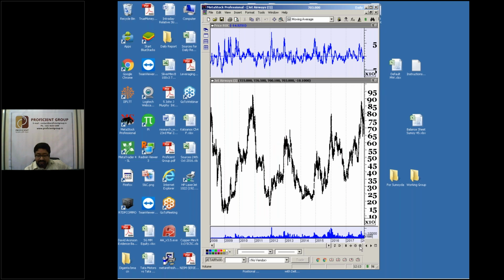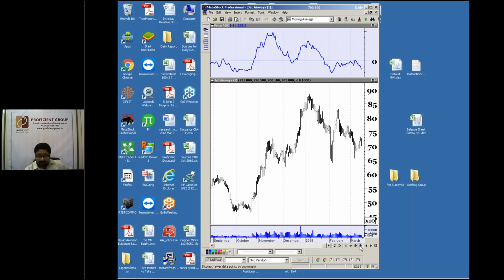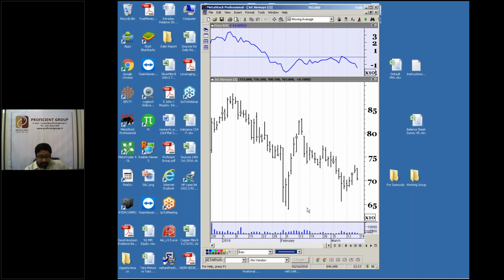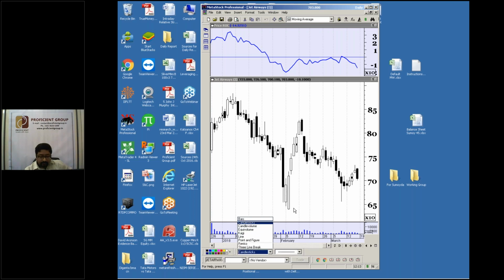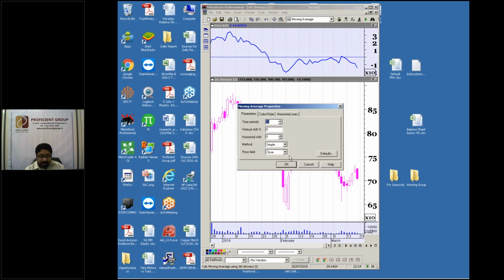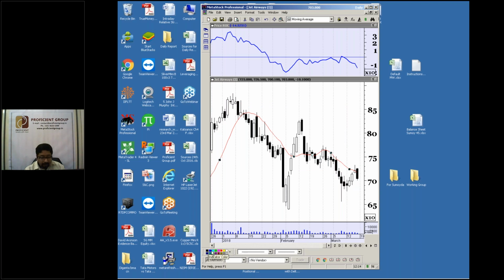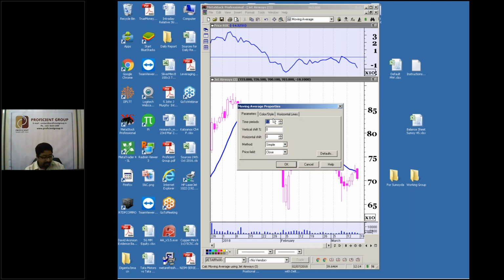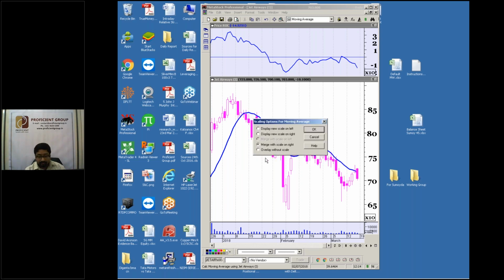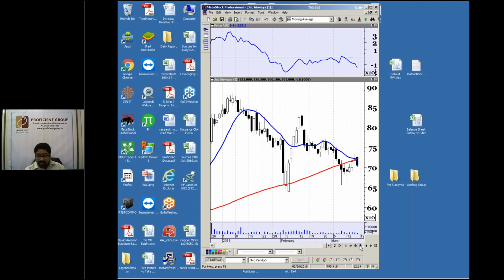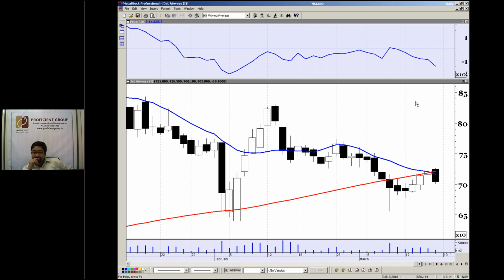What about the others? This is Jet Airways. Let me again plot the moving averages. The 13-day moving average, I'm plotting it in blue as usual, and the 100-day moving average, which I'm plotting in red. You can see the bearish crossover again, as the short-term moving average is going below the longer-term moving average. So that's again a valid sell signal.